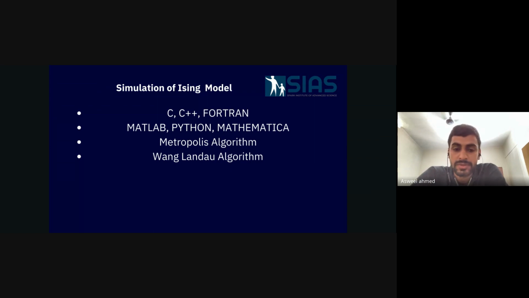These days, most physics students are not learning these languages. Instead, they are learning packages like MATLAB, Python, and Mathematica. They can also do this same project using MATLAB, Python, and Mathematica. But the problem is that when we want to do hardcore programming, these packages are not suitable. For simulating the Ising model, we will be using two algorithms. The first one is historically important, one of the earliest developed algorithms in all of computational physics.